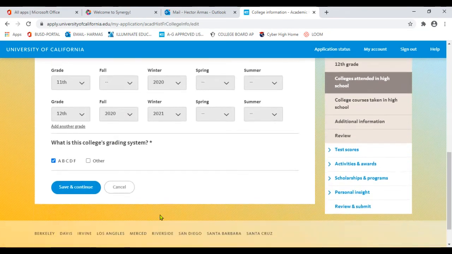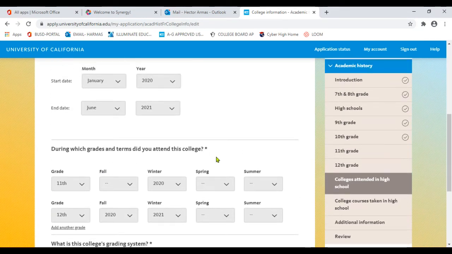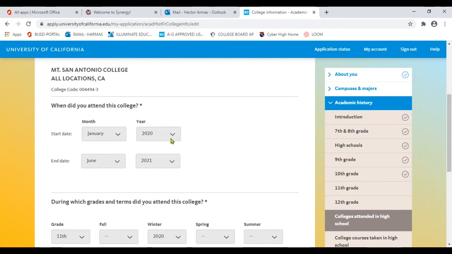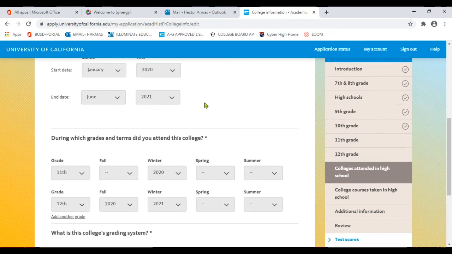Mr. Jarvis, would the start date be August? Well, it doesn't give me an opportunity over here to say, it says, when did you attend this college? Yes, because this student in particular attended in January last year as a junior. So that's why it starts in January. Now if the student attended at the beginning of the year, then you would put August 2019 here, as an 11th grader.